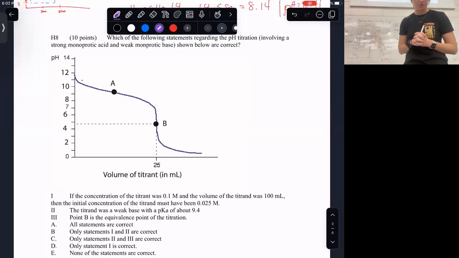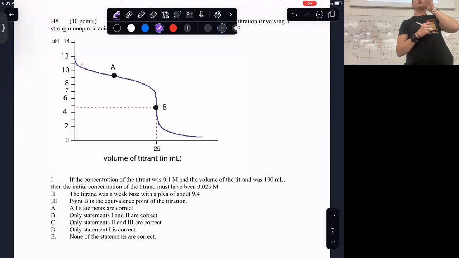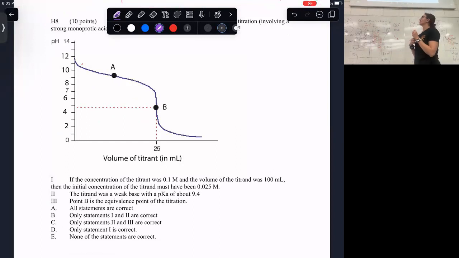Okay, so for question 8, which of the following statements regarding the pH titration involving a strong monoprotic acid and a weak monoprotic base shown below are correct? Does anyone have an idea for what letter choice this is going to be? Is there any? Okay, so then I'll ask another question. Out of 1, 2, and 3 for your statements given, does anyone know of one that is definitely true? 2 is definitely true.